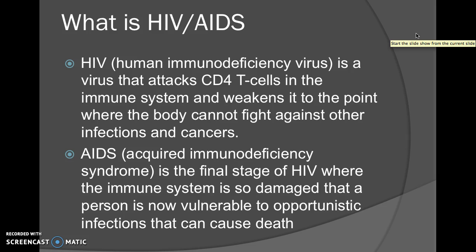So HIV, or human immunodeficiency virus, is a virus that attacks CD4 T cells in the immune system and weakens them to the point where the body cannot fight against other infections and cancers. AIDS, or acquired immunodeficiency syndrome, is the final stage of HIV, where the immune system is so damaged that a person is now vulnerable to opportunistic infections that can cause death. Now, these opportunistic infections include infections like cancers or pneumonia or other infections like that.